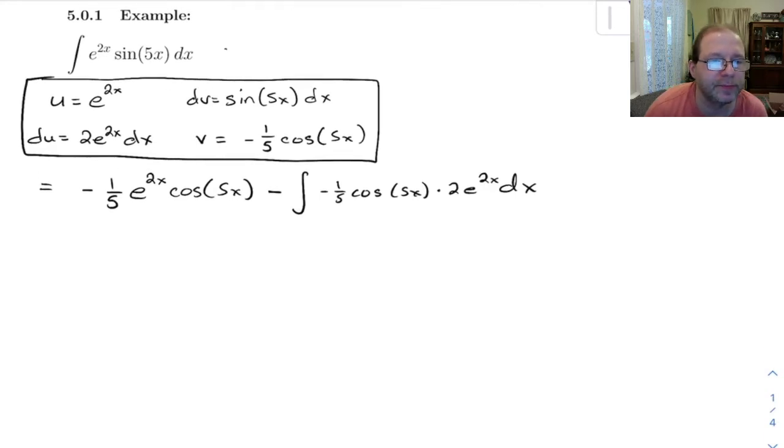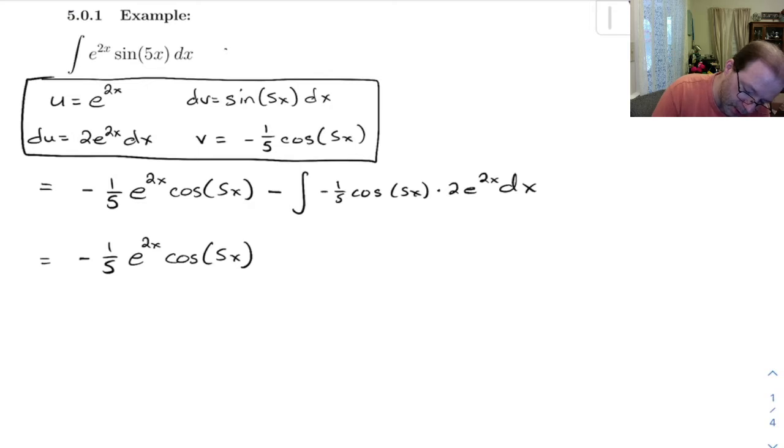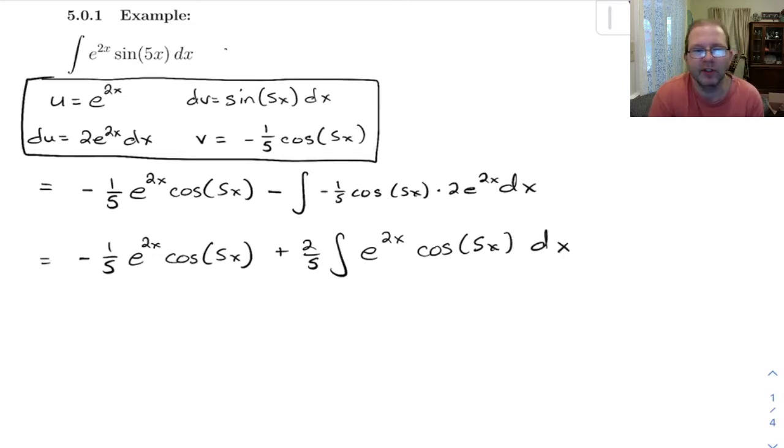And now let's combine the 1/5 and the 2 and bring those out front. So we've got negative 1/5 e to the 2x cosine 5x. And this becomes plus 2/5 integral of e to the 2x cosine 5x. I like to put my exponential first and then my trig function, but it really doesn't matter. Okay, so we've gone from this original integral to this one. And in this case, it hasn't gotten any simpler. We've still got an exponential times a trig function.